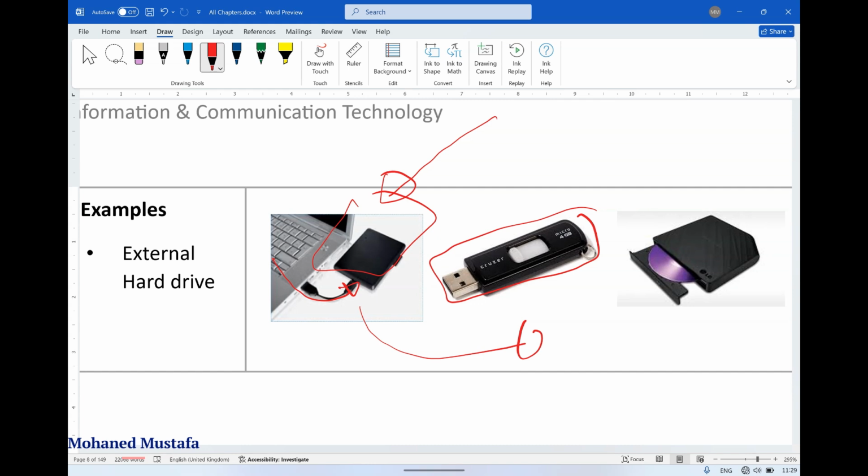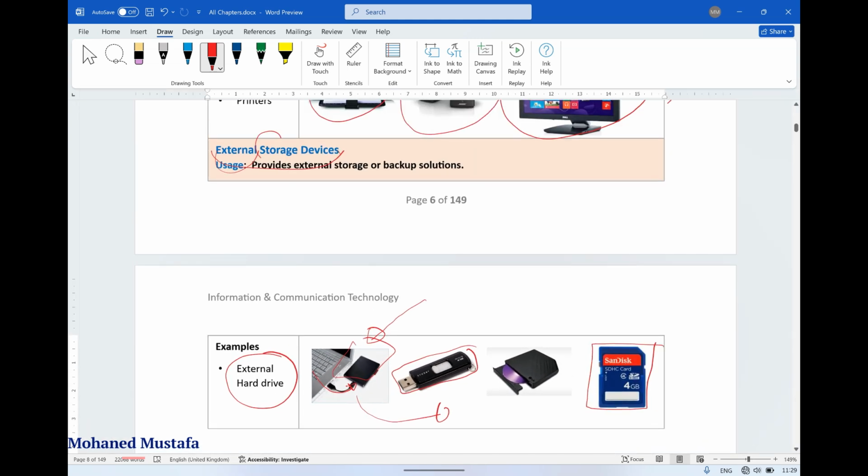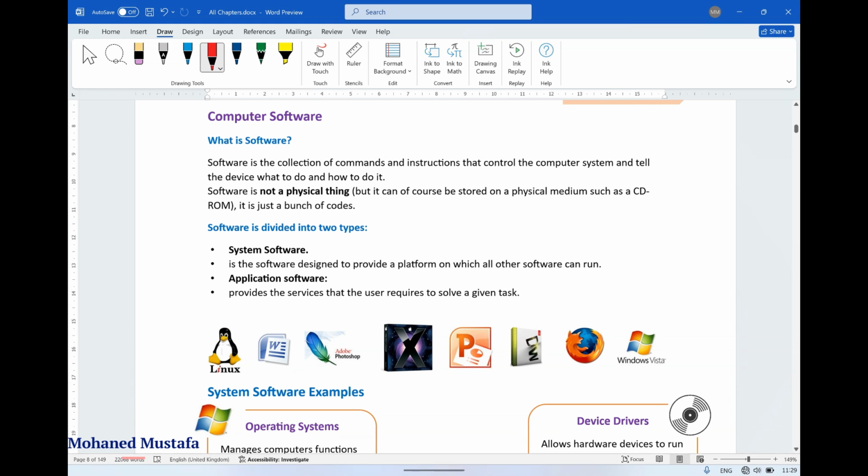So all these, we call them what? Why? They are connected externally. And they are there to store data. That's why I call them what? External storage. Simple? And now we have done the hardware part, which is the physical components.